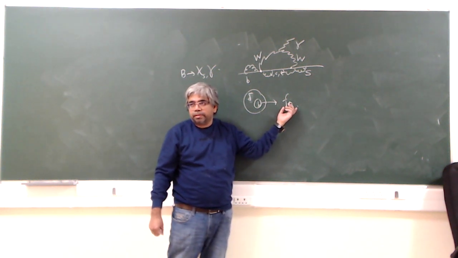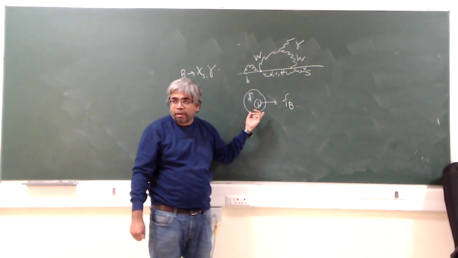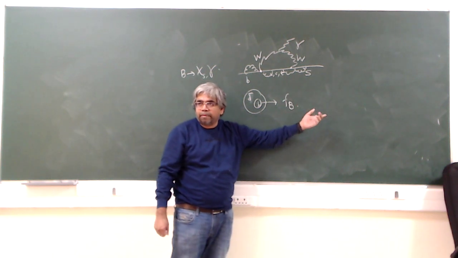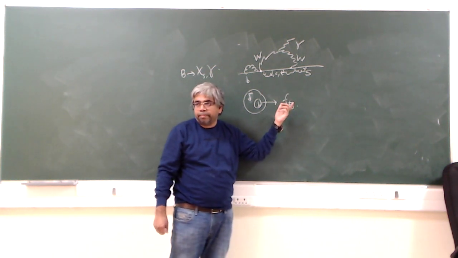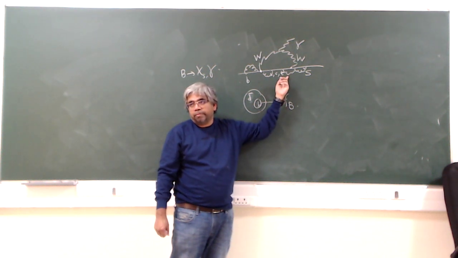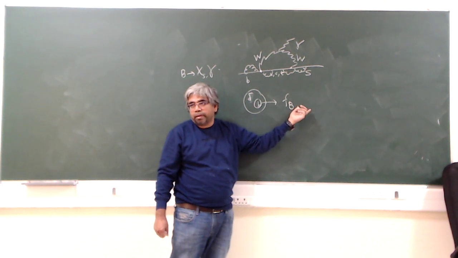It tells you what is the... because what you see is a B meson decaying into some other meson and a photon in an experiment, you don't see the B quark. But you are computing with microscopic physics, and then you have to convolute it with the macroscopic.